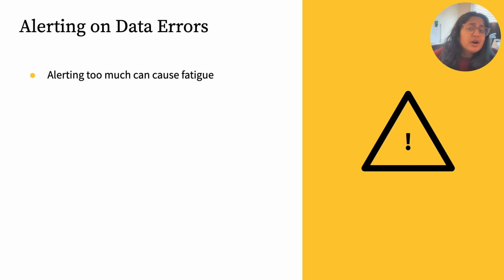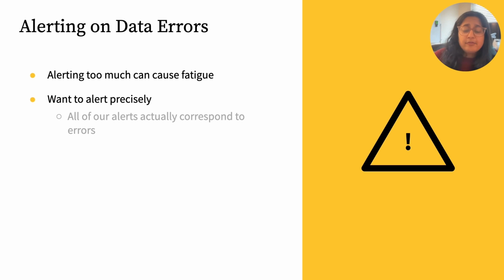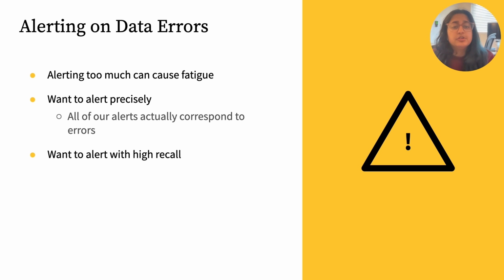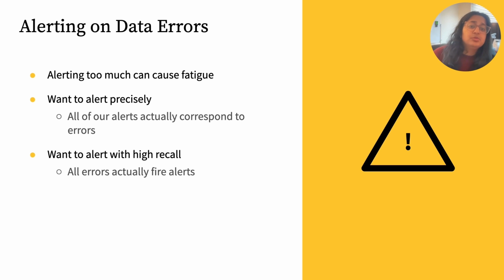And alerting too much causes fatigue, especially if the alerts aren't actually correct corruptions. So our two goals: one is to alert precisely, which means every alert that we send out actually corresponds to an error or corruption. And the other one is we want to alert with high recall.